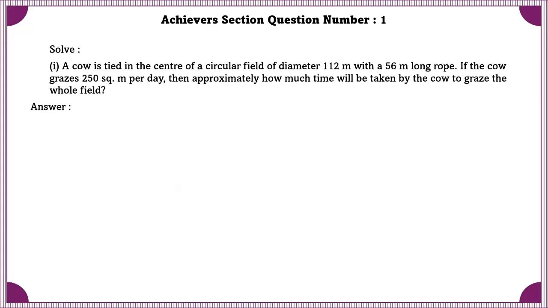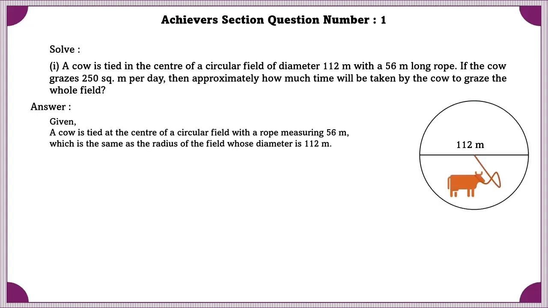Solve. First one. A cow is tied in the center of a circular field of diameter 112 meters with a 56 meter long rope. If the cow grazes 250 square meters per day, then approximately how much time will be taken by the cow to graze the whole field?